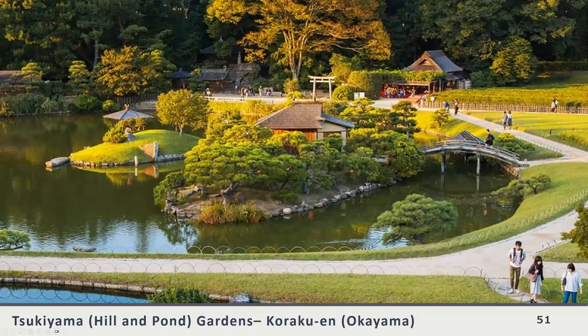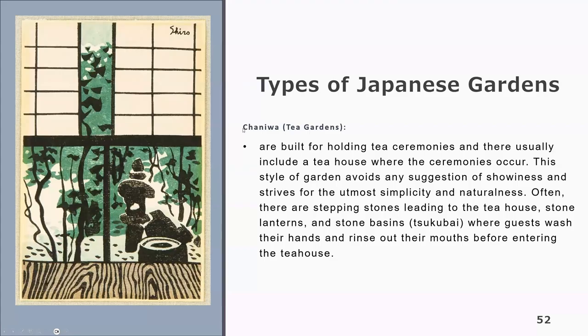A tea garden is probably the most basic garden you're going to find. Obviously, a tea house is there for holding tea ceremony, and they usually include a tea house where you have the ceremonies. The style of the garden avoids any suggestion of showiness. So you're not trying to showcase whether you're rich or you have anything. It's just meant to be neutral, right? And it strives to be the utmost simplicity, right?